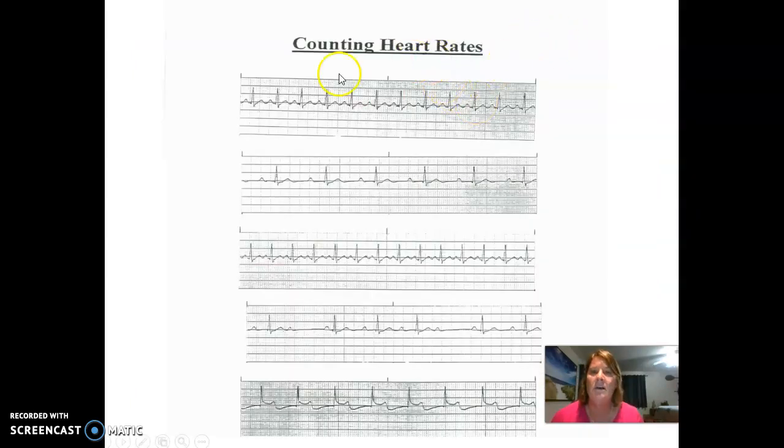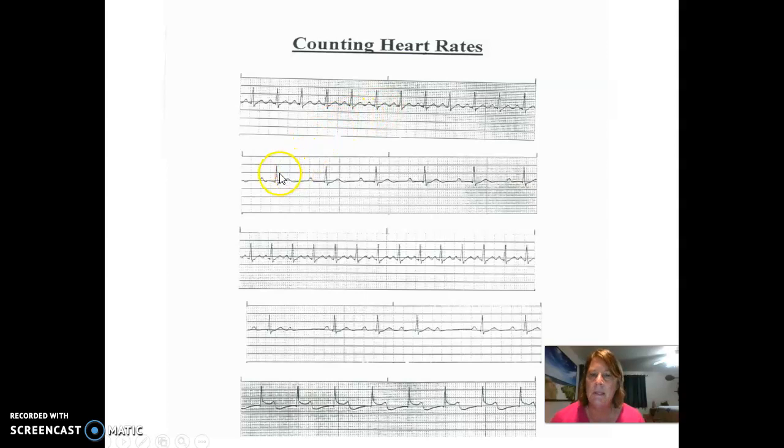So on this one here, as far as counting heart rates go, I have QRS to QRS to QRS to QRS to QRS, and it looks evenly spaced. In 6 seconds, I have 1, 2, 3, 4, 5, 6, 7, 8, 9, 10, 11, 12. So my rate's a little fast, a rate of 120. I see that I have a P wave for each and every QRS and a T wave. My P wave looks normal, rounded, and symmetrical, so I'm thinking that P wave probably came from the sinus node.